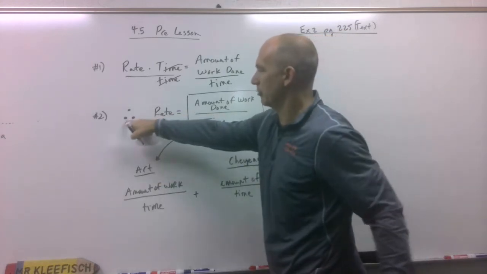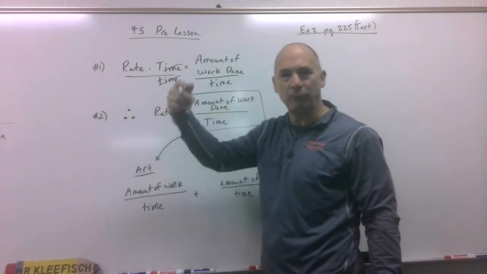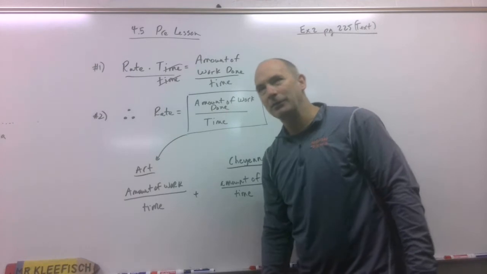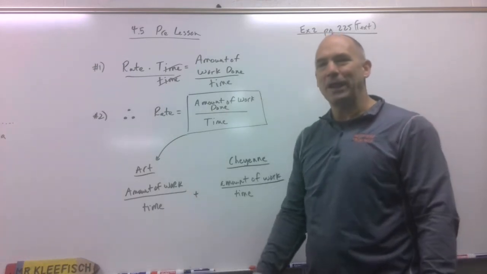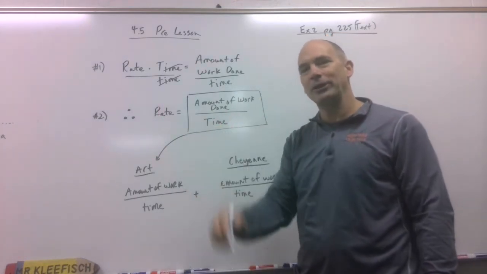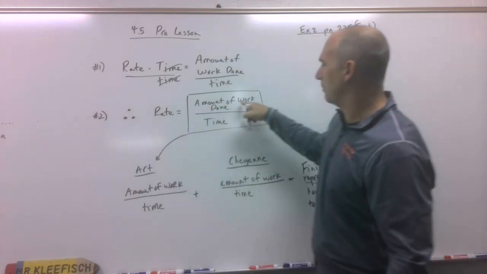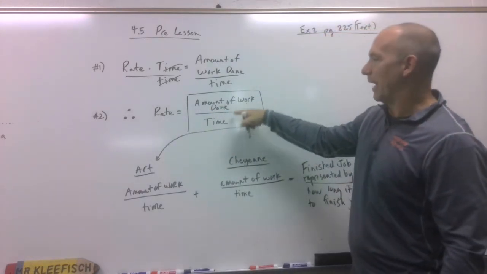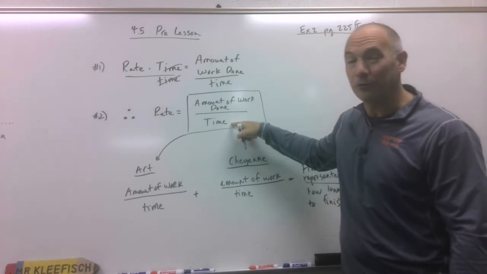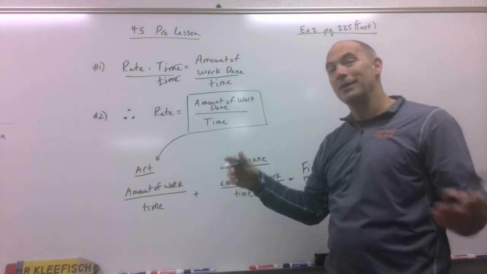Now, what's this little triangular dot thing? It means therefore, in shorthand, I think. My professor taught that to me, so instead of writing "therefore" all the time, just bing, bing, bing, therefore, rate equals the amount of work done divided by the time. It's just one of those formulas that's true.